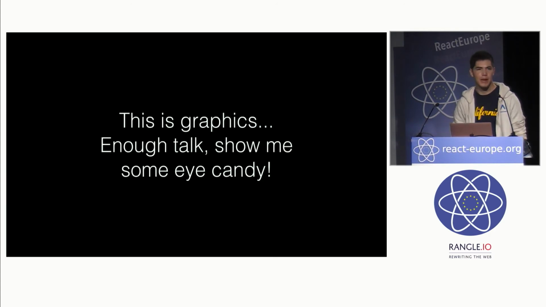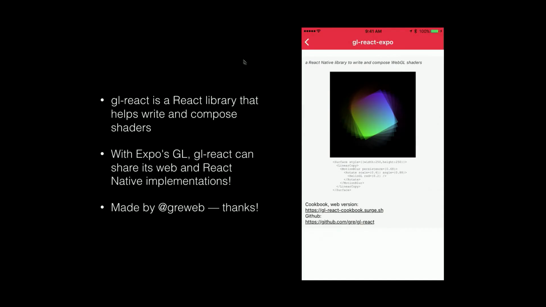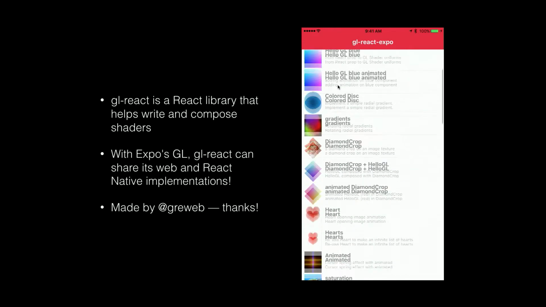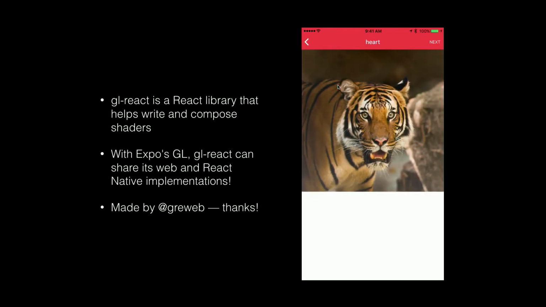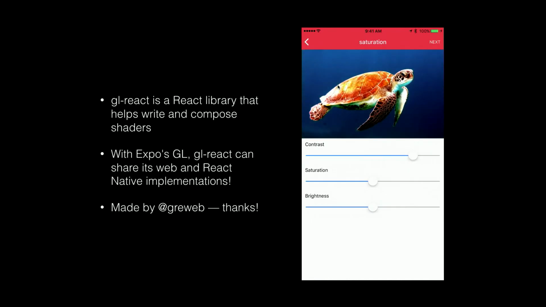So that's a little bit of a rundown about Expo Graphics, but I know that everyone enjoys some visual demos, so let's get on to it. This is a library called GL React. It was actually written originally to run in the web browser, so it assumed WebGL. And because Expo Graphics implements WebGL, GL React is a single library that happens to work in the browser and in React Native. It was made by Gaetan Renaudot, also known as Grayweb. Super cool to see this kind of work from the community.